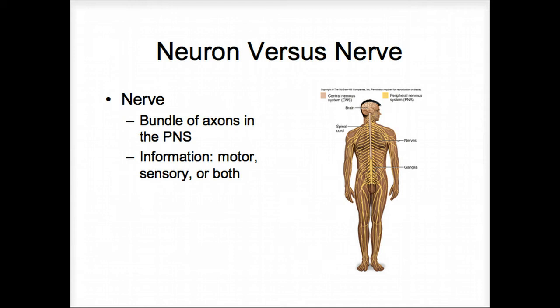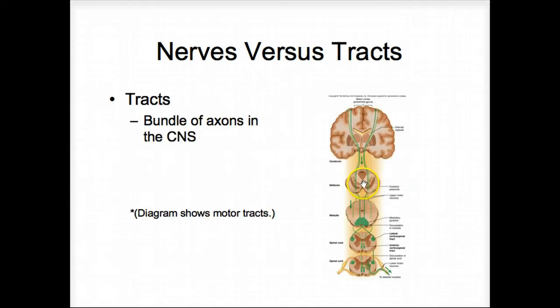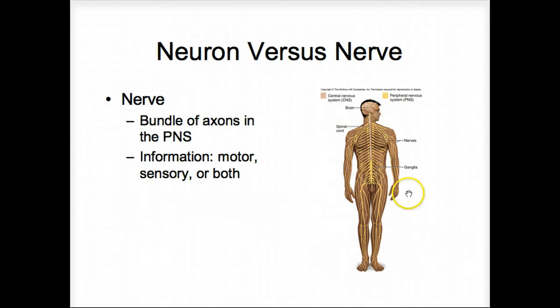Alright, so that's a nerve. If we look at this diagram here, you can see in this peach color is the central nervous system, the brain, and the spinal cord, and all these yellow cable-like structures following, you can see in between the ribs, and then some of them going down into the arms or down into the legs. Those are nerves.